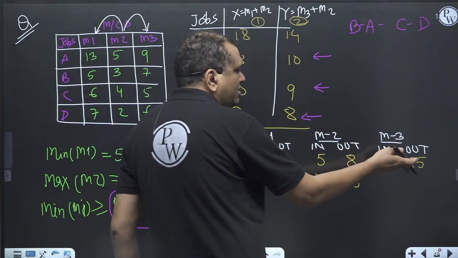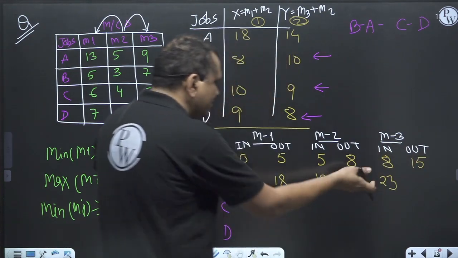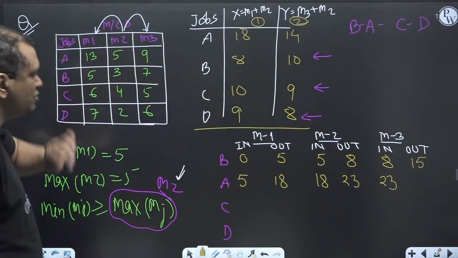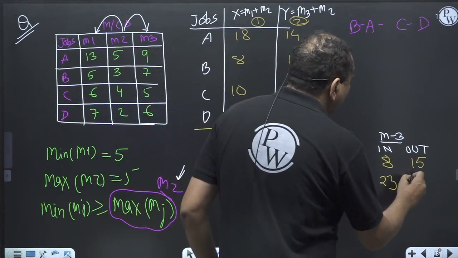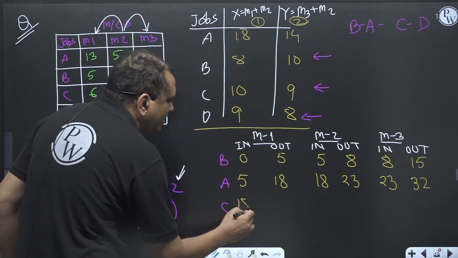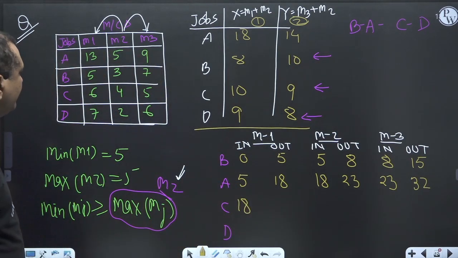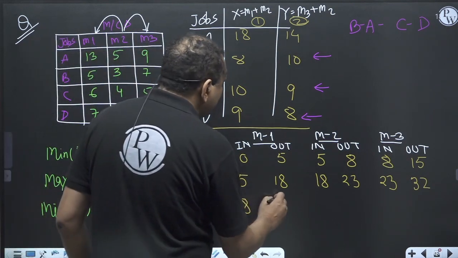Now machine 3 will be idle after 15 minutes, but this will enter only after 23 minutes, consumes 9 minute time. So 32. After 18 minutes, product C will enter, and C consumes 6 unit time. So 18 plus 6 is 24.